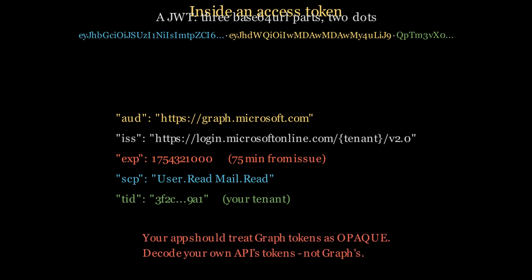One caveat before you rush to decode tokens in production: Graph's access tokens are for Graph, not for you. Their format can change without notice. Validate and decode tokens for your own API. Treat everyone else's as an opaque string.